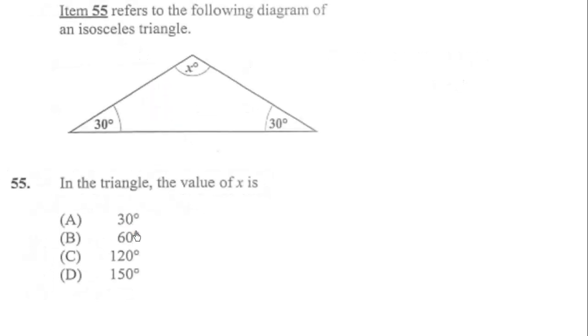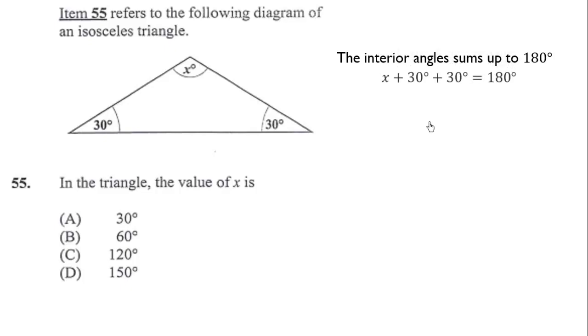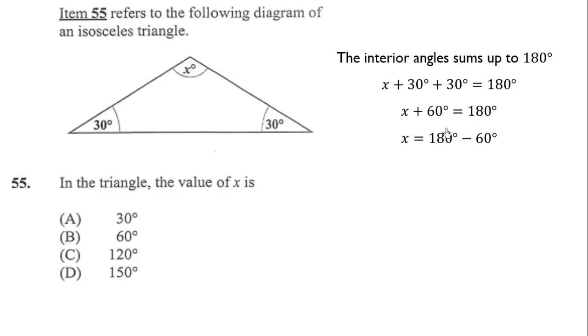Now let's talk about 55. Item 55 refers to the following diagram of an isosceles triangle. In the triangle, the value of x is, so we know the sum of angles in a triangle will give us 180 degrees. So let's use x plus 30 degrees is equal to 180. Proceeding, we subtract 60 from both sides to get x to be 120 degrees. So the answer is this.